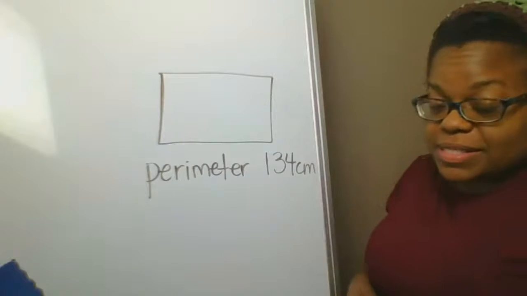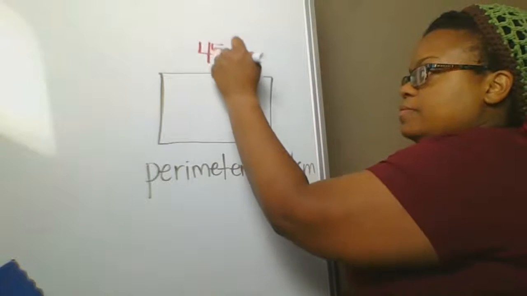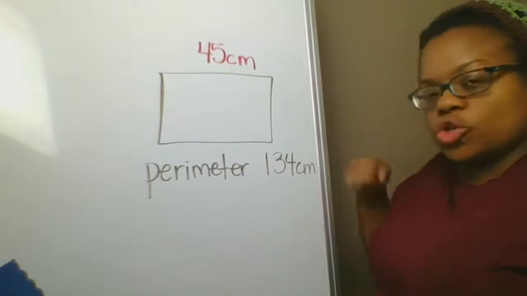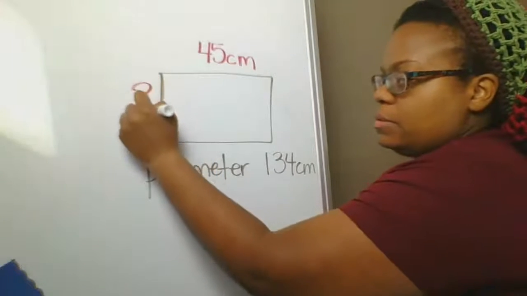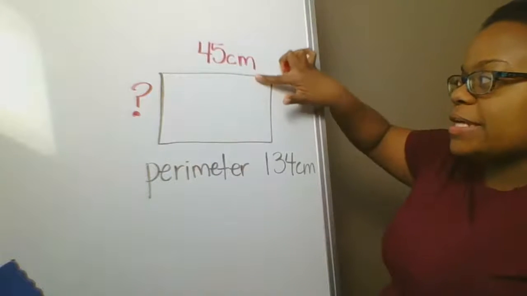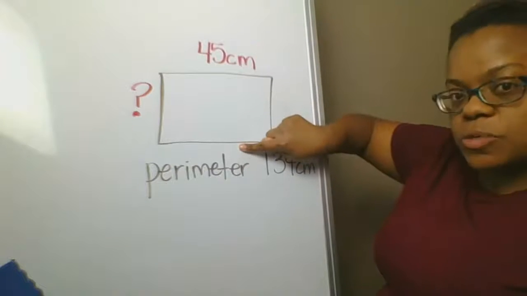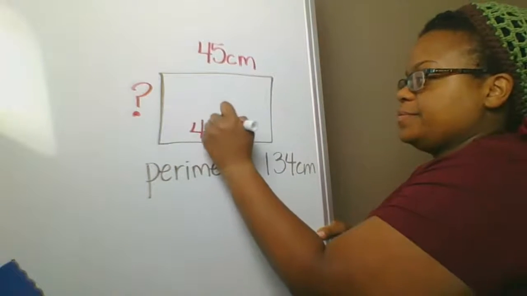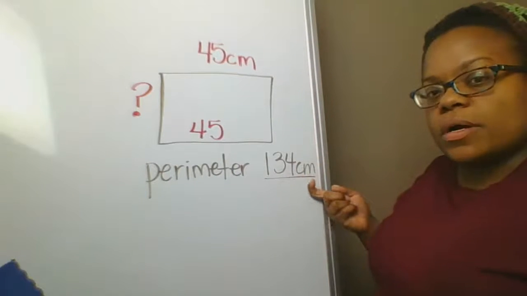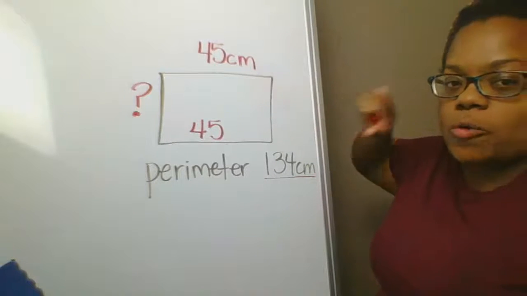They told me one of these sides is 45 centimeters. Well, they want to know, what is the short side going to be? So if we're talking about perimeter, we're talking about a rectangle. We know a rectangle has opposite equal sides. So if this one is 45, this one as well is going to have to be 45. My goal is to get to here, 134. So the first thing I need to be doing is to add up the two sides that I already know.